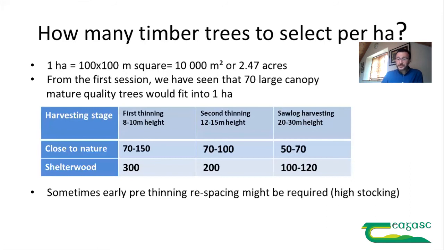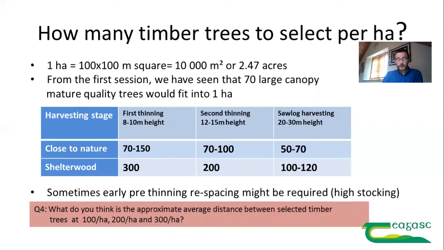Sometimes some pre-thinning or respacing might be required for some plantations, especially when plantations were planted at high stockings. So our final question, what do you think might be the approximate average distance between selected timber trees at thinning stage of 100 per hectare, 200 per hectare, or 300 per hectare?